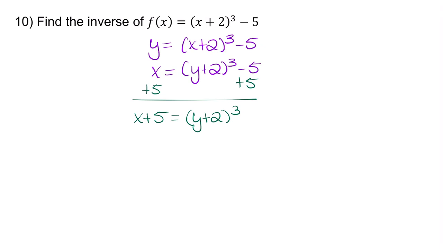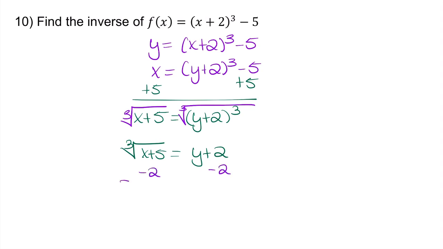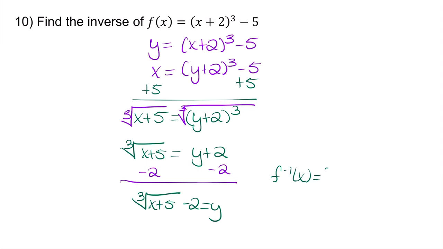Now I need to get rid of that cube by going ahead and taking the cube root of both sides. So when I take the cube root of both sides, I have the cube root of (x + 5) equals y + 2. Now to get y by itself, I'm going to go ahead and subtract 2 from both sides. And when I subtract 2 from both sides, I get the cube root of (x + 5) minus 2 equals y. So my final inverse function is going to be f inverse of x is the cube root of (x + 5) minus 2.